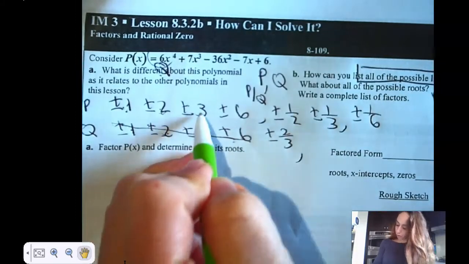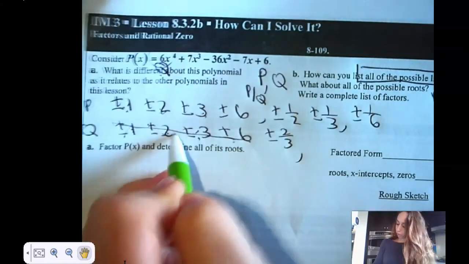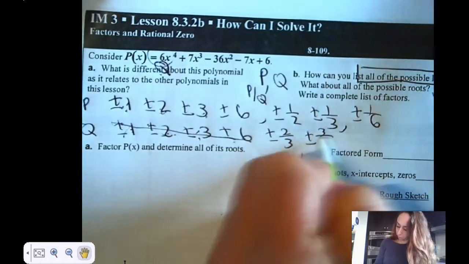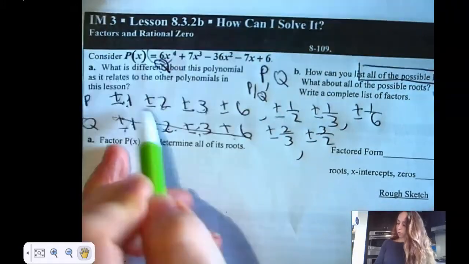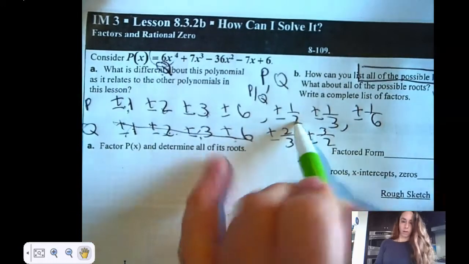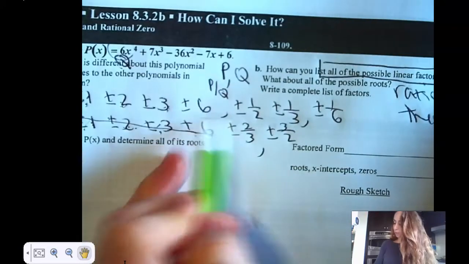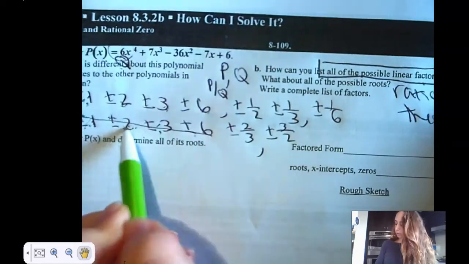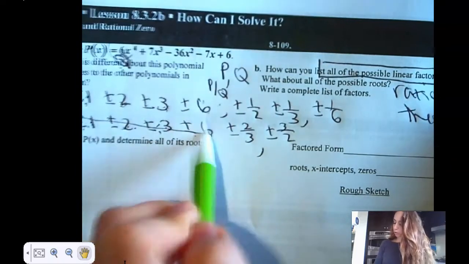Now let's go to the 3. 3 over 1 is 3, done. 3 over 2, not done. 3 over 3 is 1, done. 3 over 6 is 1/2, done. Now let's go over to the 6. 6 over 1, 6. 6 over 2, 3. 6 over 3, 2. 6 over 6, 1.